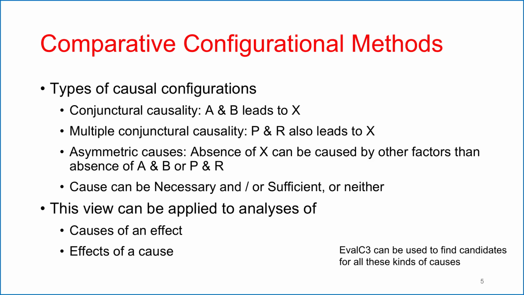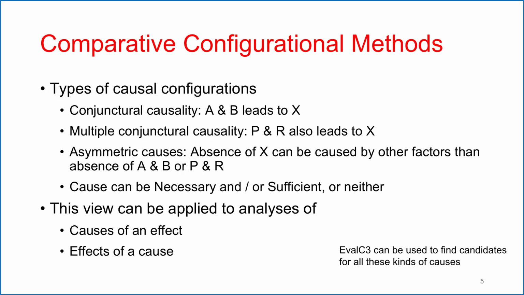The second set of ideas are those about comparative configurational methods. This includes methods such as QCA, or qualitative comparative analysis. What is attractive about this body of ideas is the rich view of the nature of causality. Events can arise not just from single causes, but from combinations of causes. And events can arise from more than one combination of causes.